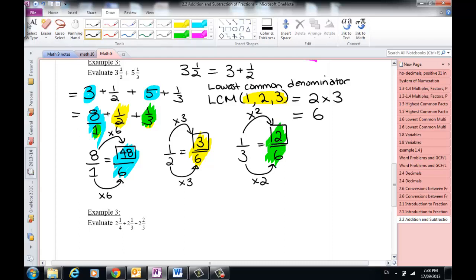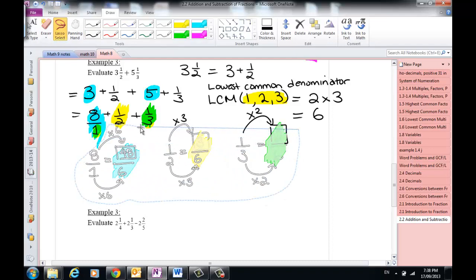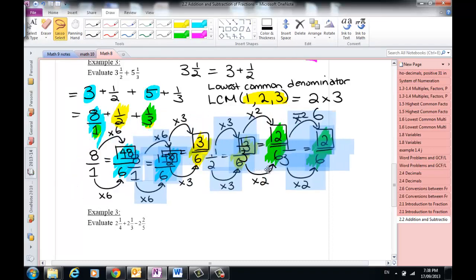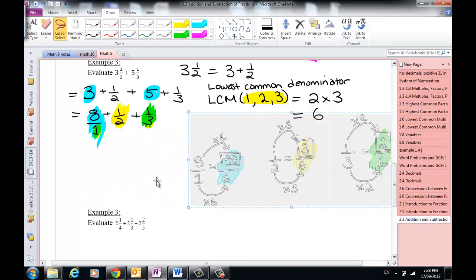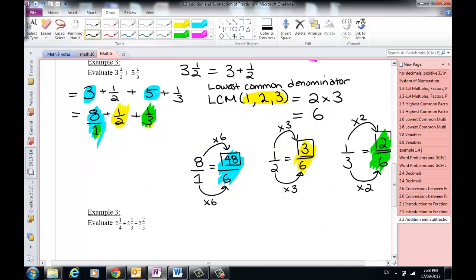Well, taking all this, I'm going to just move this over a little bit, just so that you guys see everything in line. Oh, we got it all. Excellent. Alright, well, 8/1, we've just found out that we can rewrite this as 48/6. 1/2, we just saw can be written as 3/6. And 1/3 can be rewritten as 2/6.